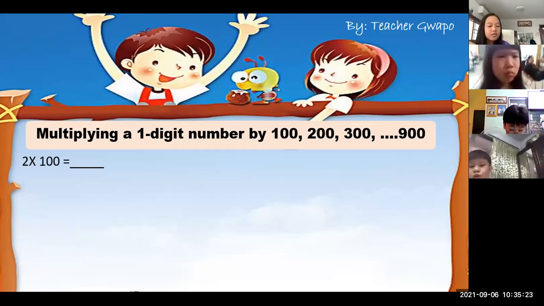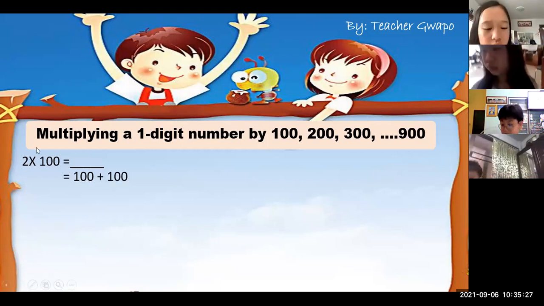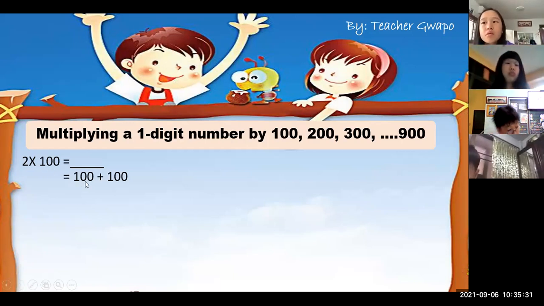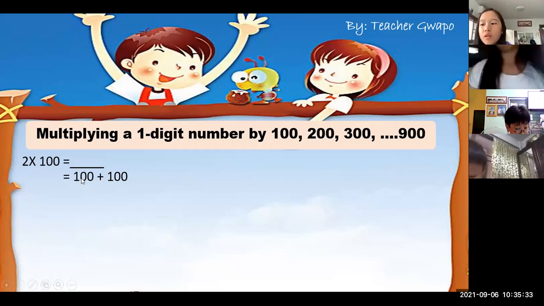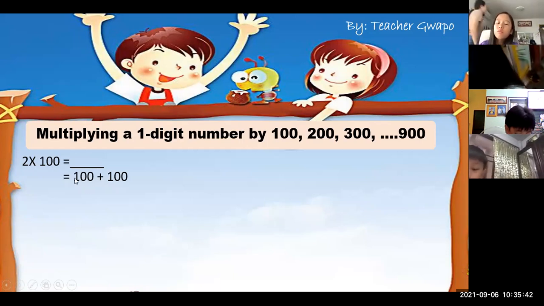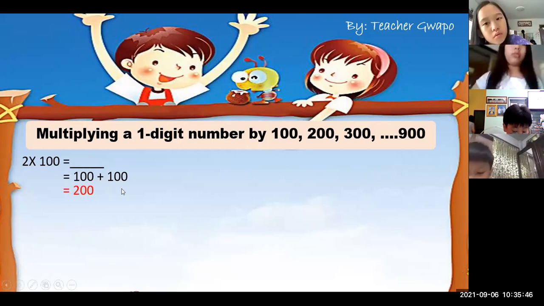You will see there the example of 2 times 100. That means you have to write 2 100s, 100 plus another 100. So there are 2 100s. So 2 times 100, we write here 100 plus 100 is equal to 200.